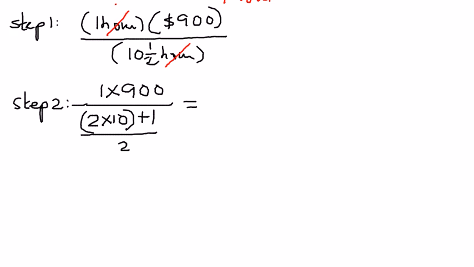So the way we can simplify this is as follows. 1 times 900 is 900, and that is the value we have in the numerator. And in the denominator, we're going to simplify this. 2 times 10 is 20. 20 plus 1 is 21 divided by 2. This 21 divided by 2 is the fractional part in the denominator, and therefore we can change this.